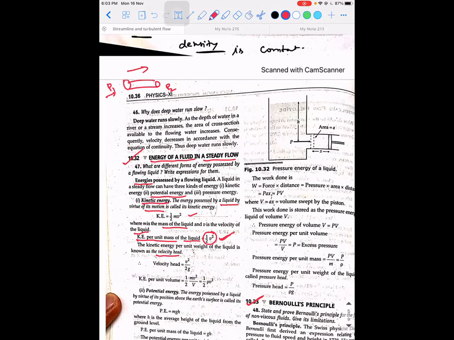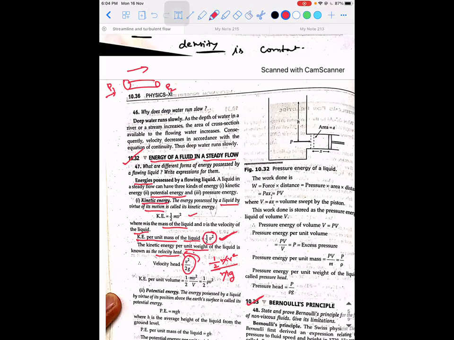Kinetic energy per unit mass of the liquid is half v square. Whereas if you talk about kinetic energy per unit weight, then it's called velocity head. Half mv square is the kinetic energy, divided by the weight of the liquid. Weight has only one formula, mg. So m and m will get cancelled. If you define a parameter like v square by 2g, then that parameter is given a name called velocity head.